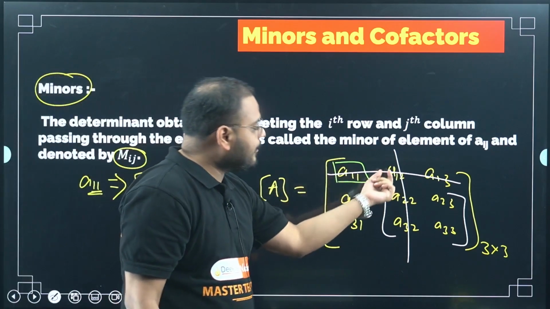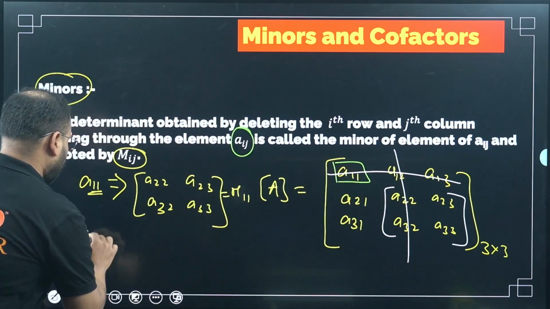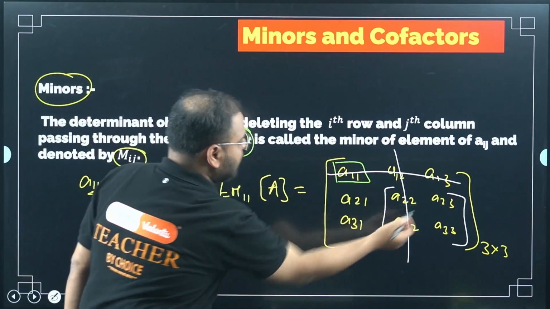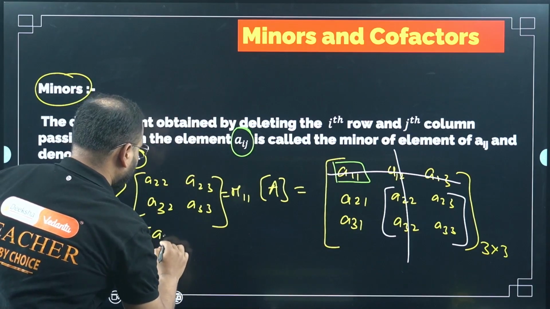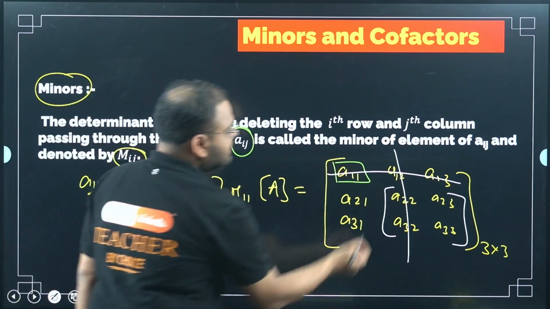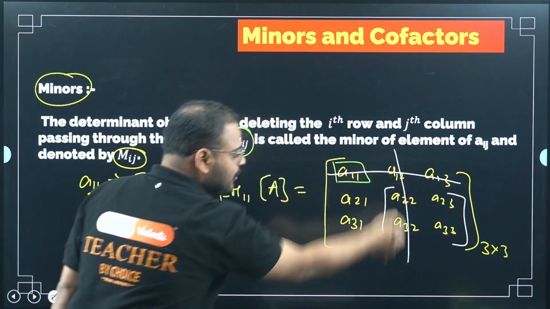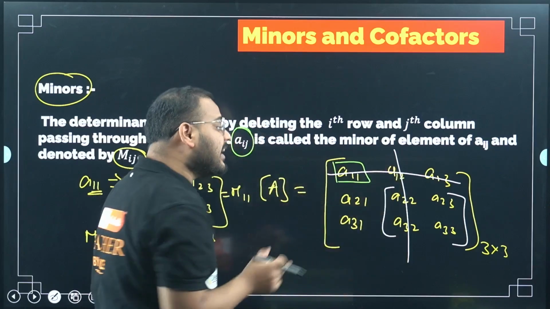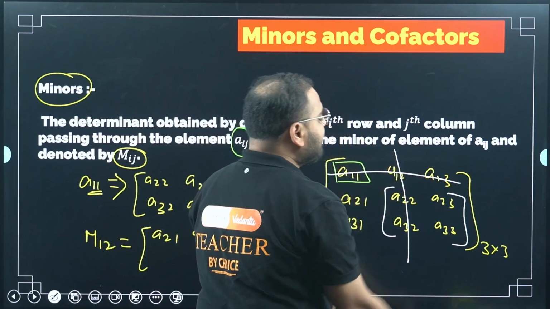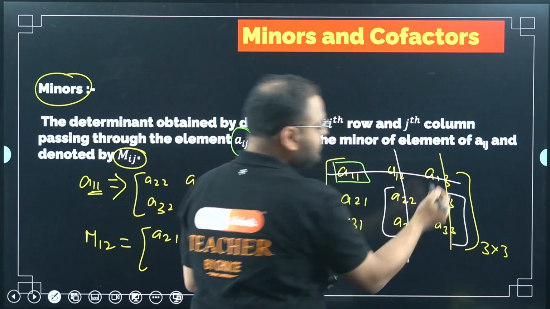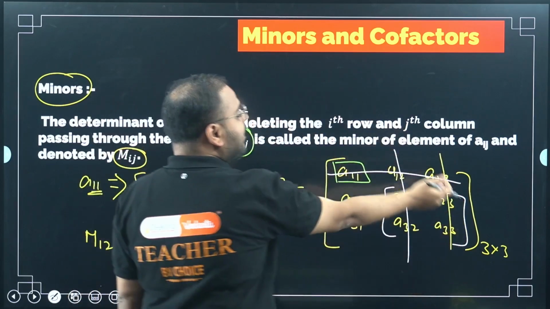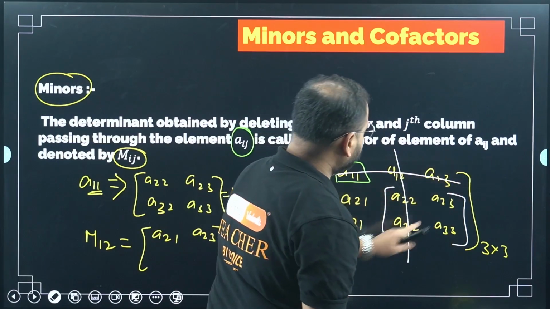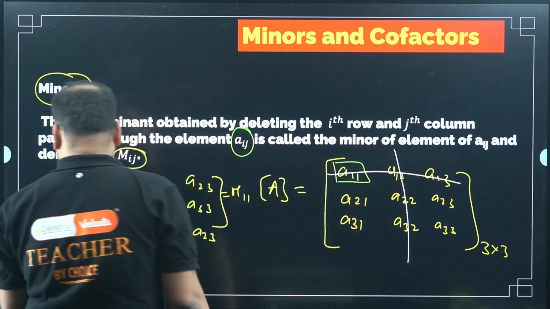So the minor with respect to A12 will be M12. And how will you write this? What value will that be? It'll be A21, A23. Please check here. A21, A23, because I have removed the first row and second column now. Why that, sir? Because the element A12 is contained in the first row and the second column. Same way, for A13, I'll remove the third column and first row. So wherever the element is contained, that row and column has to be neglected.